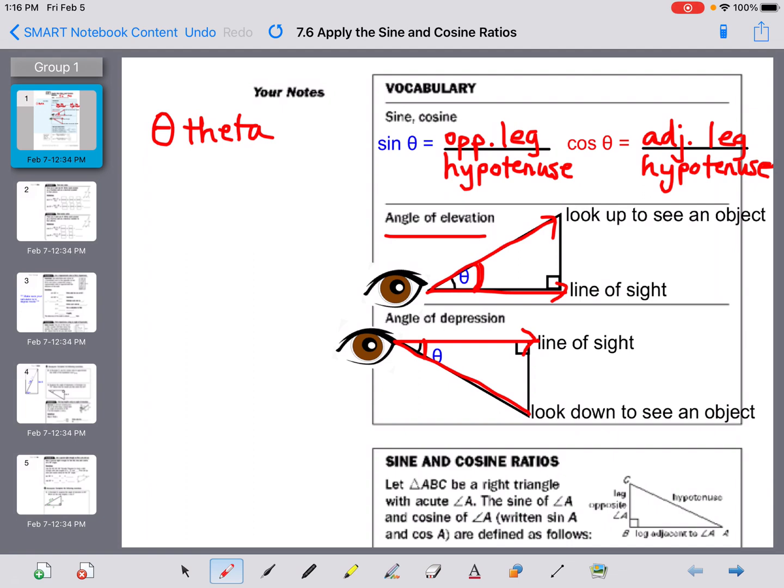You just have to know when you draw the picture that goes with the story problem, how you need to draw it and where you put your angle, okay? And we'll work on that, so don't stress out on that. And if you can't draw an eyeball, it's okay.